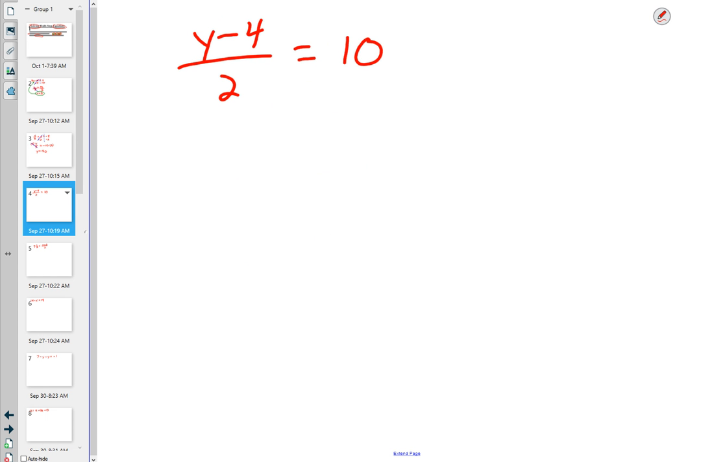Okay, let's start off with the easy question. Jade, let's start with a what. In order for the y to be isolated, what do I need to cancel out? Negative 4 and 2.